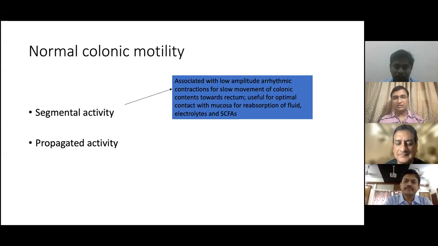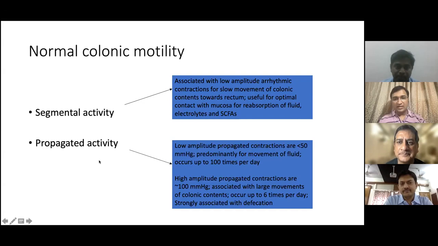Propagated activity, on the other hand, can be low amplitude, predominantly for movement of fluid, or high amplitude that usually precedes the sensation of defecation. Usually they are high amplitude, up to 100 millimeters of mercury in pressure. There is large movement of colonic content and may occur up to 6 times per day. And this is primarily responsible for the feeling of defecation that we get routinely.